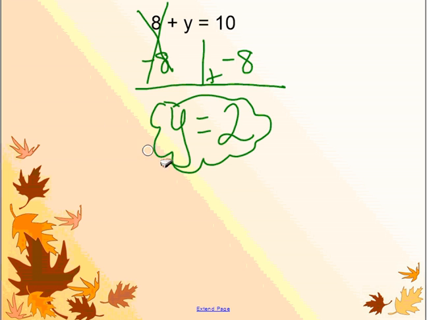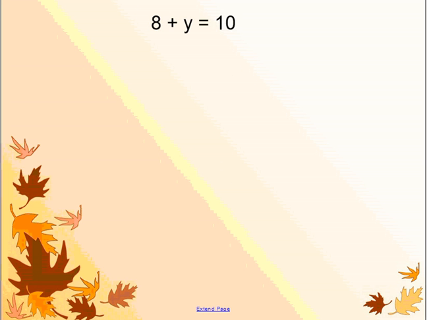All right, how many of you guys are confused? I think that probably a few of you are, but we're going to get through it and we're going to do so much practice on this.